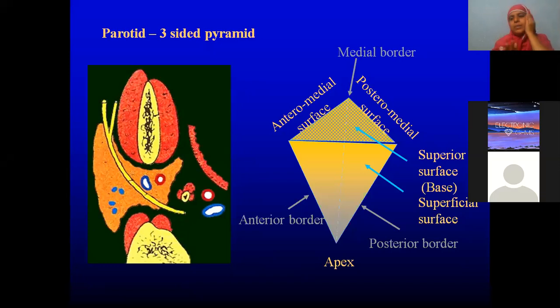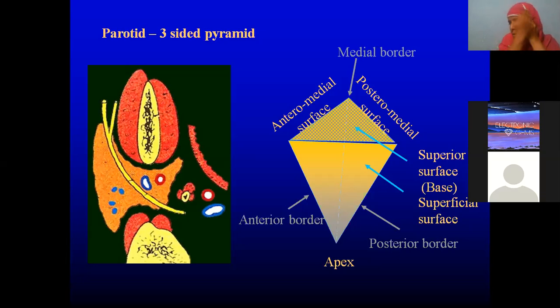Now the surfaces. If you peel off the skin, just below the skin you will find the investing layer of deep cervical fascia, which will split to enclose the parotid gland. The gland is very superficial. So it has anterior and posterior borders and a medial border. The surface just below the skin is the superficial surface.